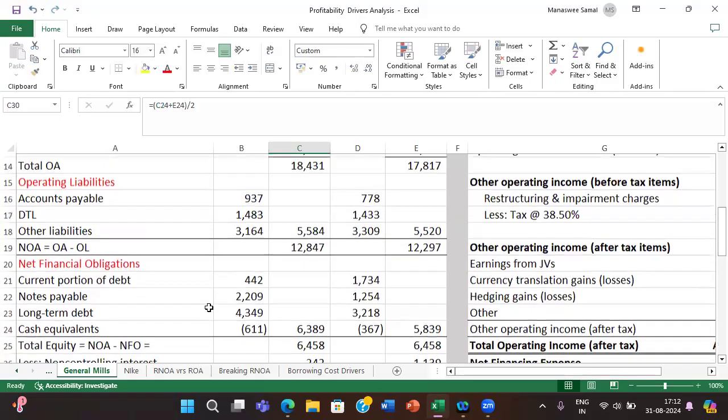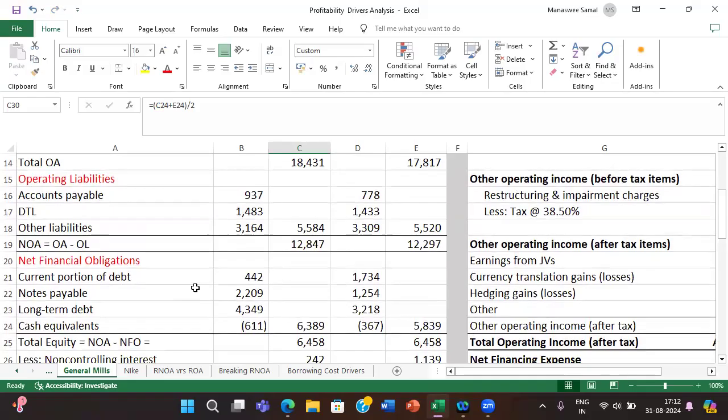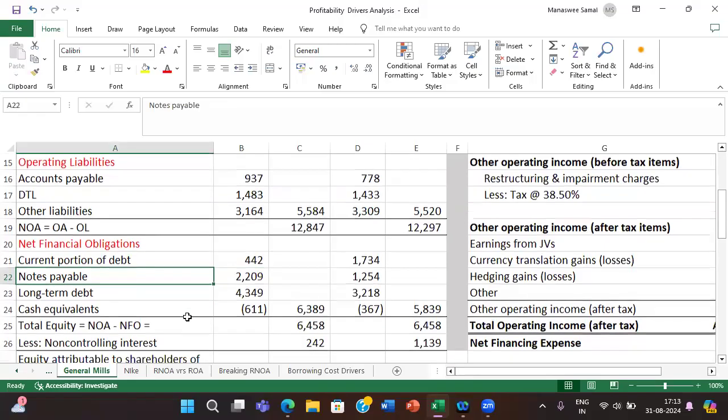Then going into the rest of the figures in the balance sheet, you have the NFO situation, that is financial liability. You have three financial liabilities here: current portion of debt and long-term debt. This 442 is a part of 4349, and you know in accounting the current portion should go to the current liability section and the long-term should go to the non-current liability section. This item, notes payable, please understand that notes is a debt instrument, so it will come under financial obligation. So we have the NFO figure.